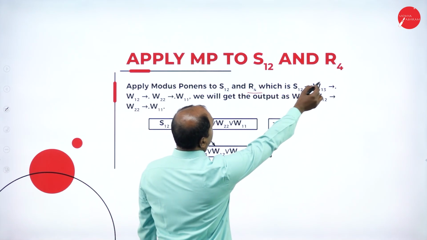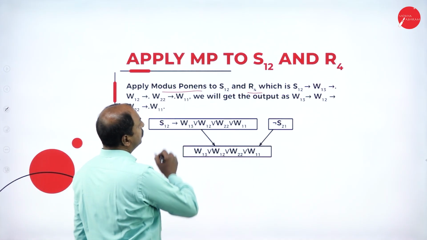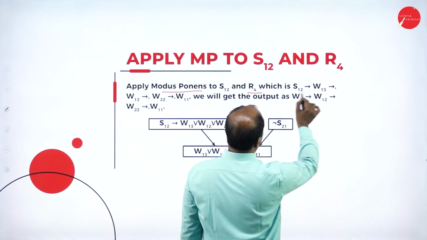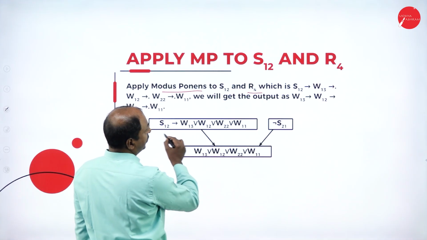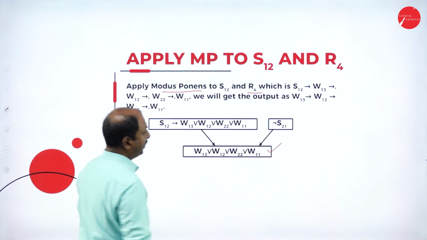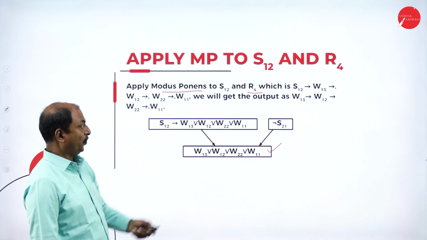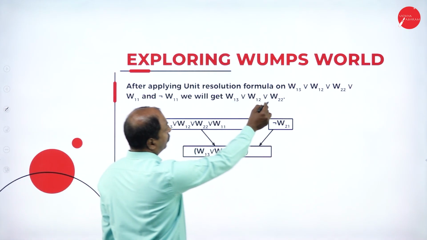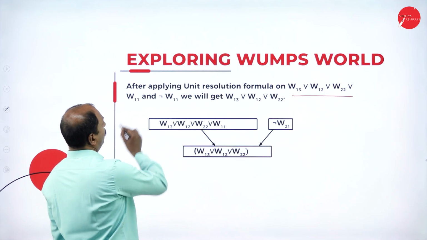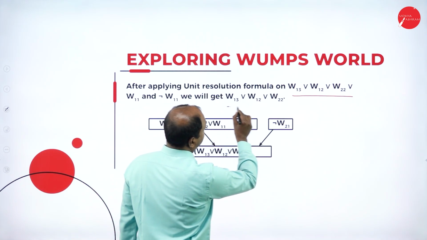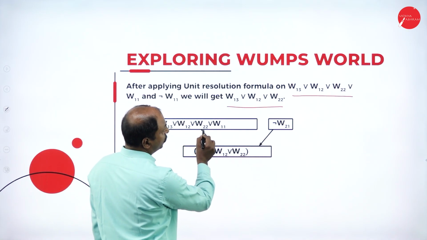So here S1 and R4. Similarly, if we apply modus ponens rules for row 3 and row 4, in that case, it is row 4. See, we are eliminating these 2 and we are left with these variables. So this is applying the modus ponens rules for rule 4. Next one is after applying the resolution formula for W13, W12, W22 and W11. So here we will get the result. This is the final variable.